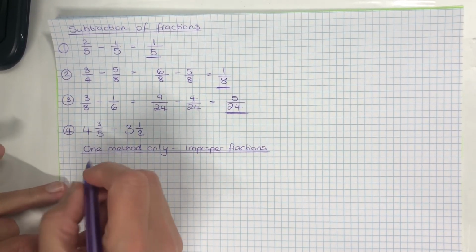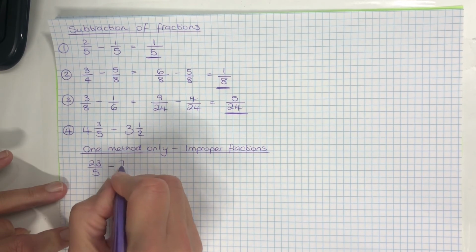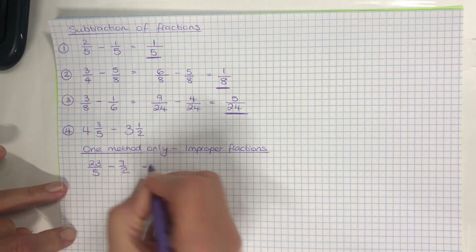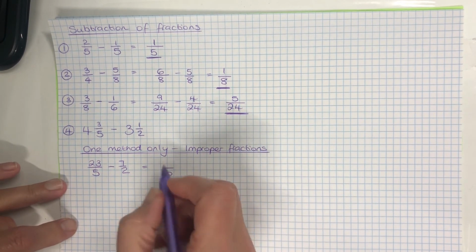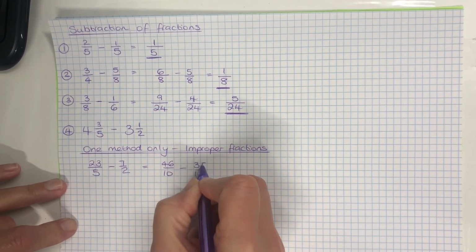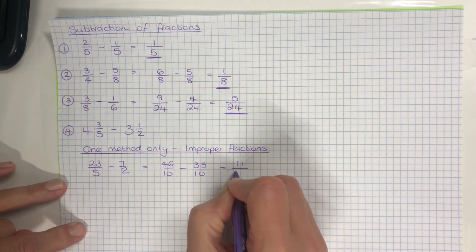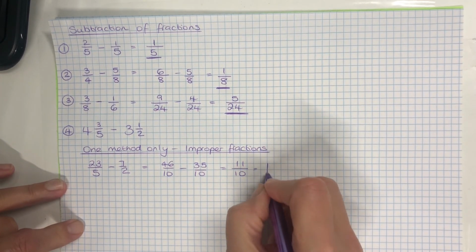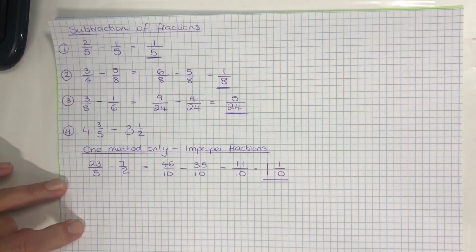So we've got 23 over 5, and we're subtracting 7 over 2. We need to have a common denominator. Again, the same as we did for addition. 10 is our common denominator. So we've got 46 over 10, subtract 35 over 10. 46 subtract 35 leaves me with 11 over 10. How many times does 10 go into 11? Once, remainder 1. So our answer is 1 1/10.